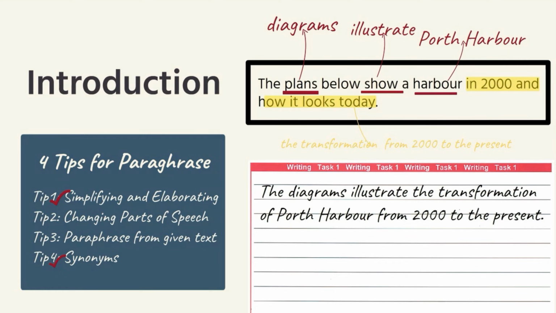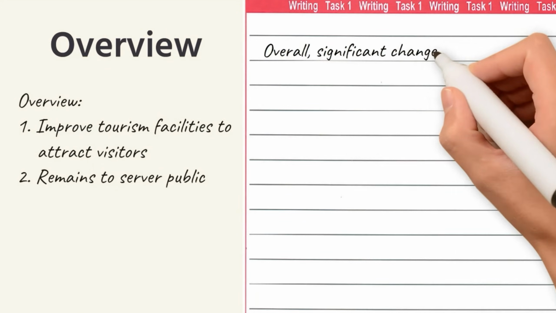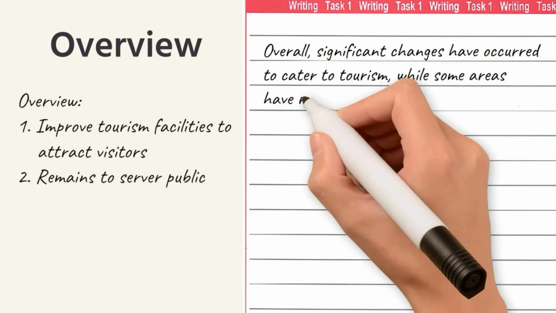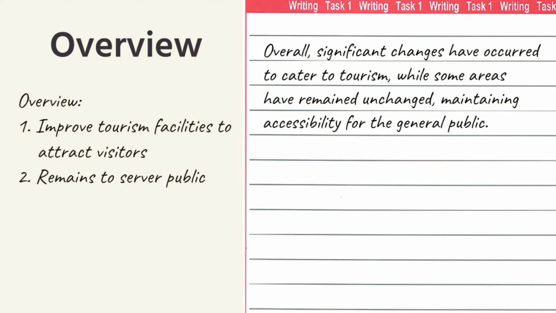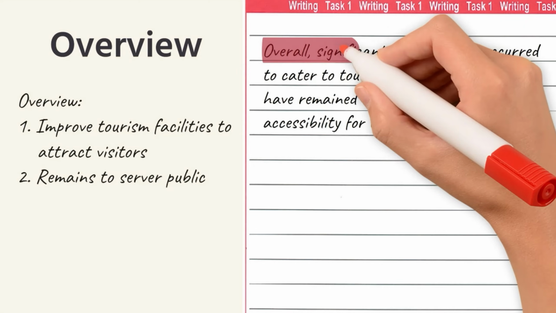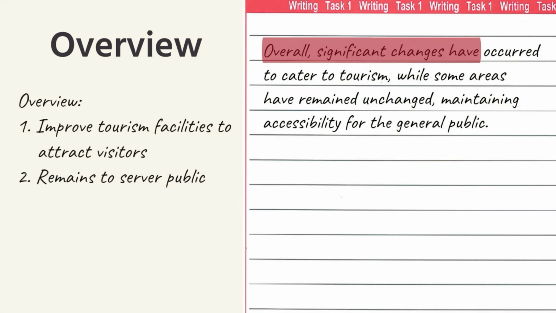Very simple. Next paragraph, the overview. Overall, significant changes have occurred to cater to tourism, while some areas have remained unchanged, maintaining accessibility for the general public. Nice and easy. Overall, significant changes have occurred, while this underlined part could be a sentence pattern. You can use it like fill in the blanks for your essay. Let's move on to the detail paragraph 1.